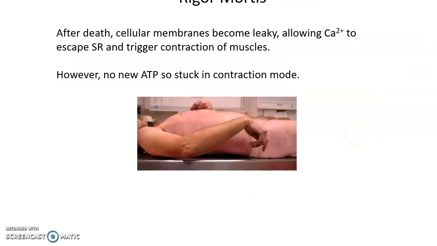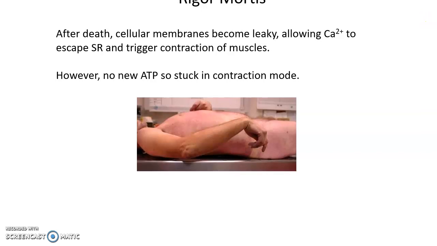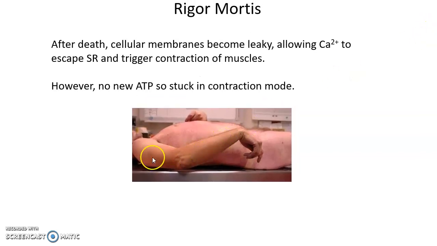And this relates to rigor mortis in that after someone dies, their cell membranes become leaky and calcium ions leak out, and that causes the muscle contractions found in a recently dead individual. And then after that, the muscles get stuck in that mode because there's no new ATP being generated. So that is how rigor mortis works.